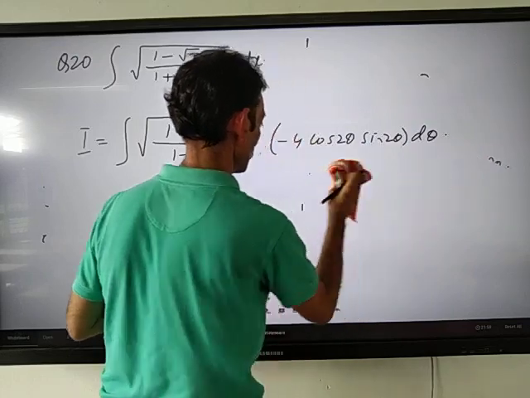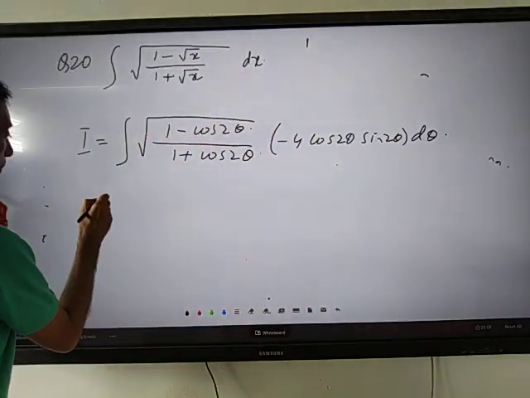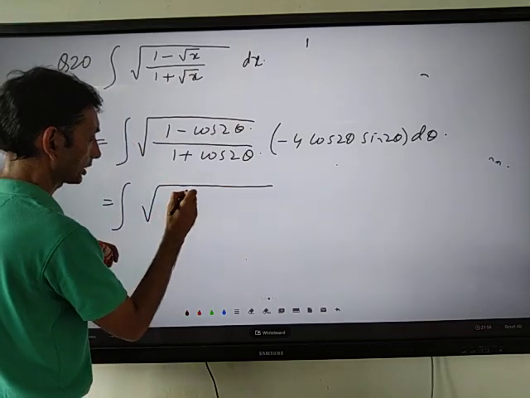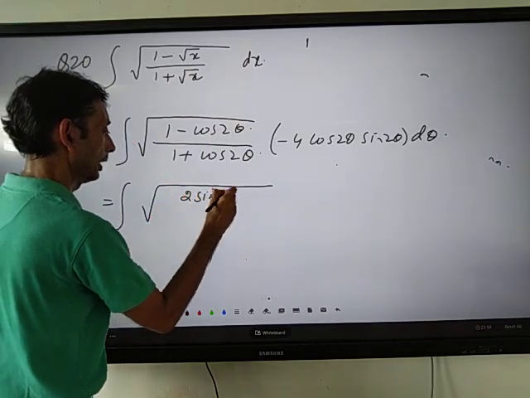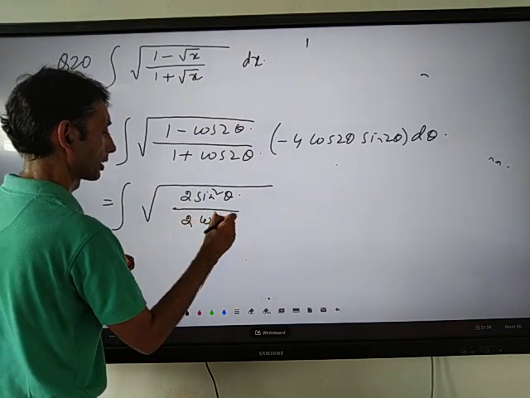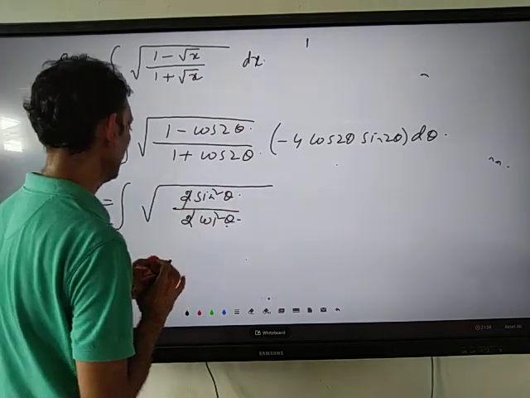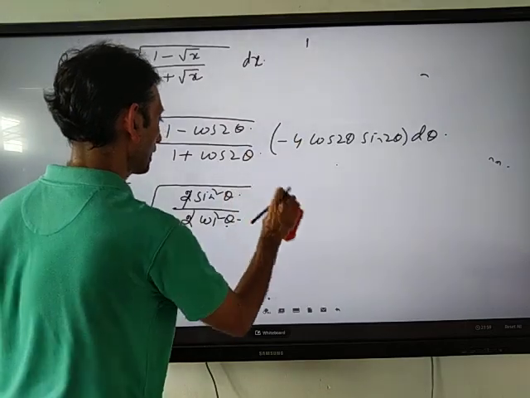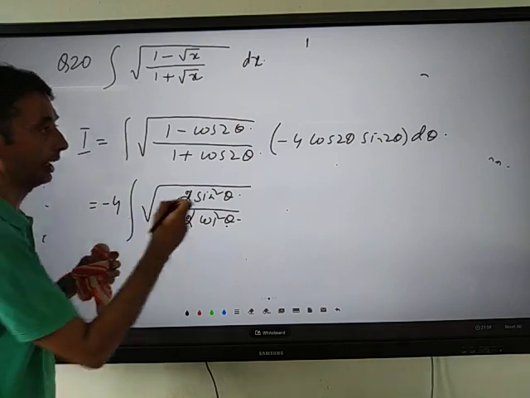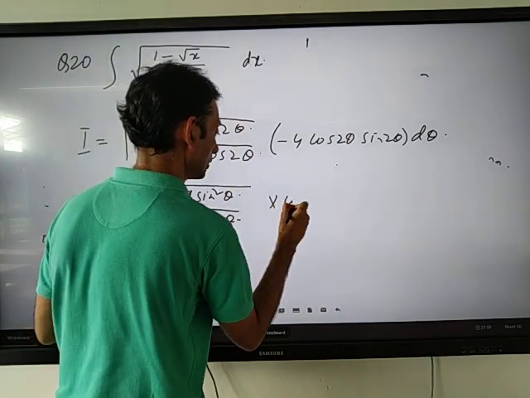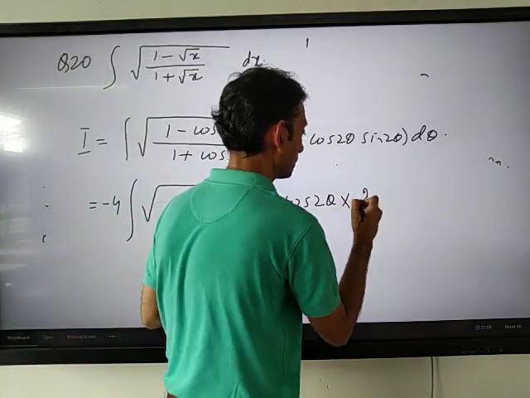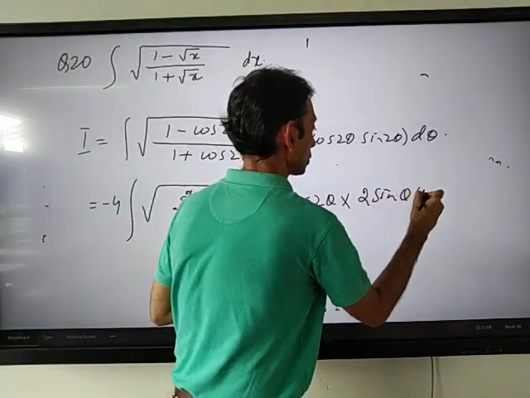Next, let's start the simplifications. Quickly, you can simplify 1 minus cos 2 theta as 2 sine square theta, and 1 plus cos 2 theta as 2 cos square theta. You can cancel 2, 2. This minus 4 we can just write as a coefficient. And this is cos 2 theta, and this sine 2 theta you can write in the form of 2 sine theta cos theta.